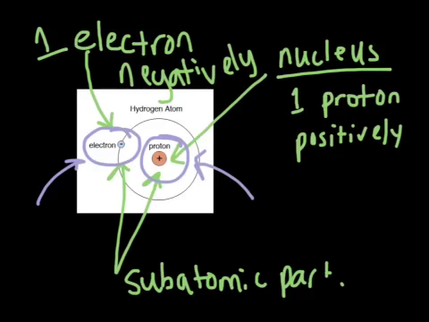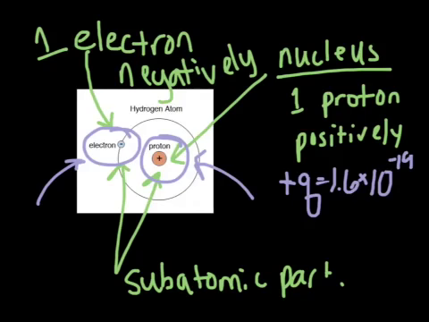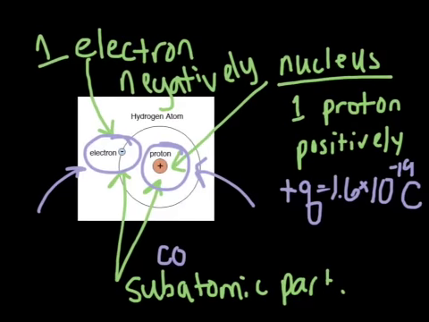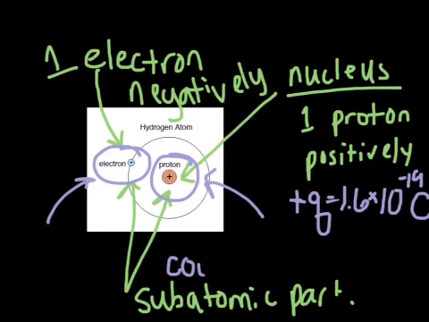We have a way to actually measure what charge is, and the charge of a proton we label as positive Q, and that equals 1.6 times 10 to the negative 19th as our exponent, and the unit is a big C for coulombs, which I can go ahead and write here, C-O-U-L-O-M-B-S, coulombs. So that's the charge of a proton.